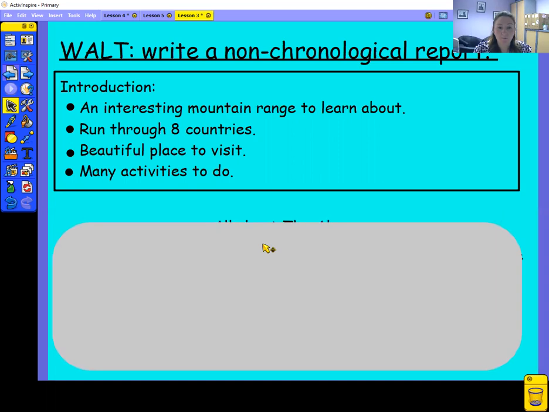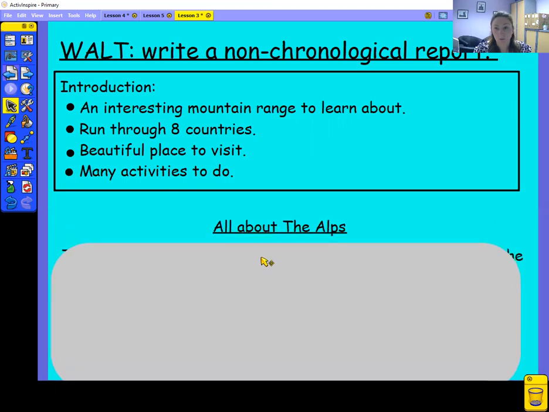Okay, so remember the first thing that needs to go at the top of your piece of paper today is your overall title, your main heading, okay? Mine was all about the Alps. Now, when we're writing an introduction, don't write introduction, okay? We'll know it's the introduction by the language and the information you give. So this doesn't need a subheading. We just go straight into our introduction.